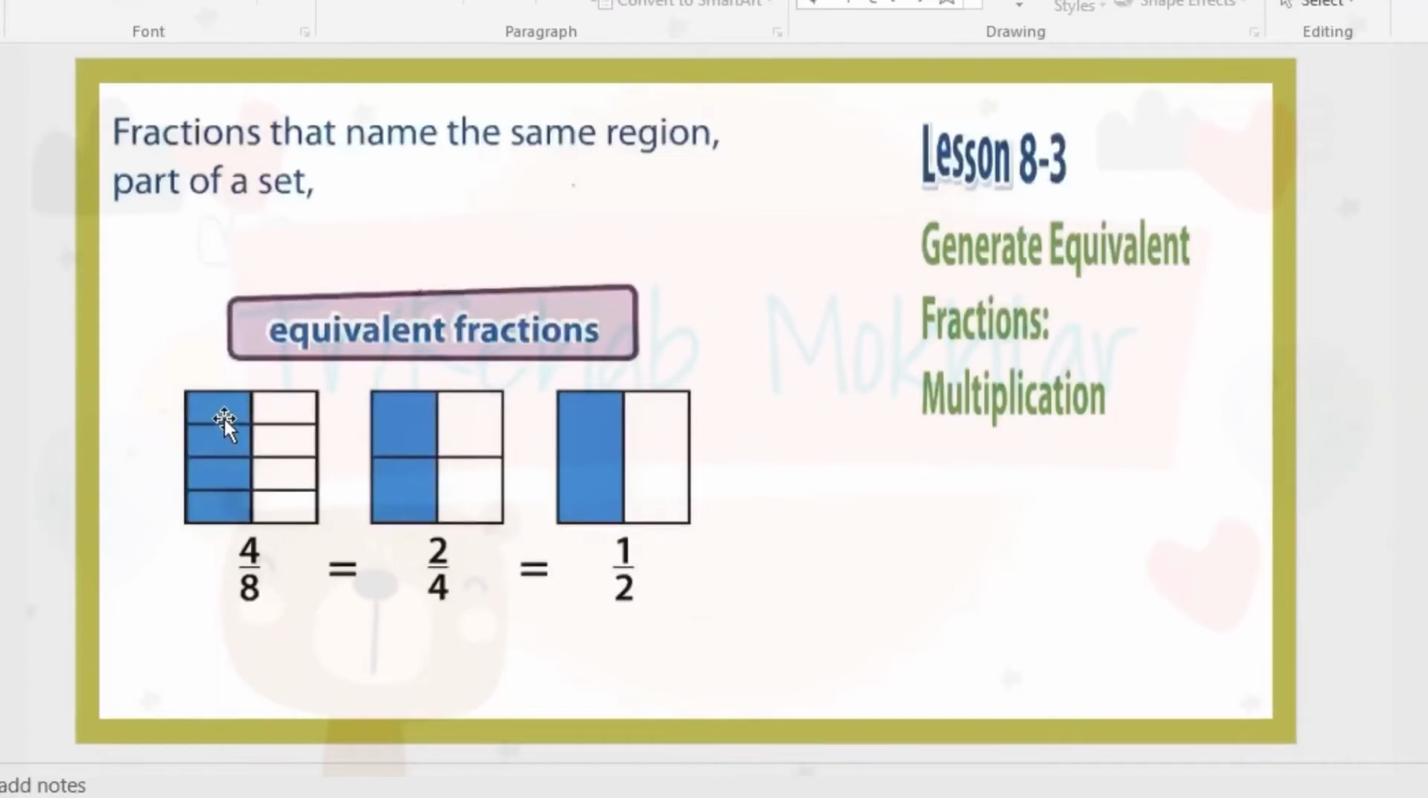The colored parts are 4. 4 out of 8 represent half of the shape. We have three equivalent fractions, but with different shapes. 1 out of 2 equals 2 out of 4 equals 4 out of 8. How can I generate equivalent fractions? By using multiplication. This is what we will know now.